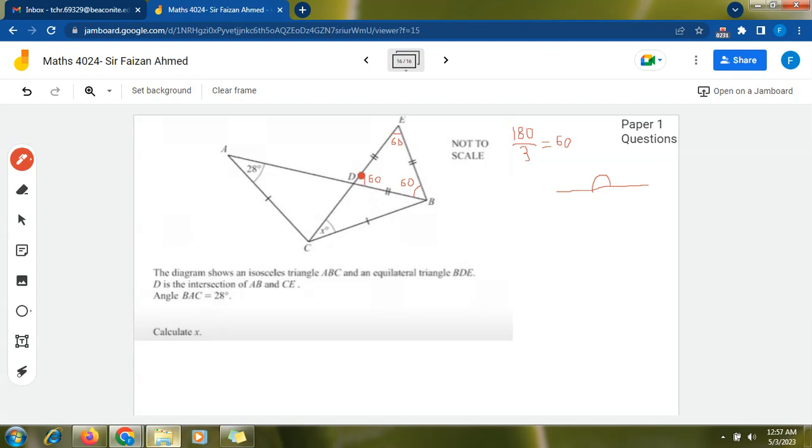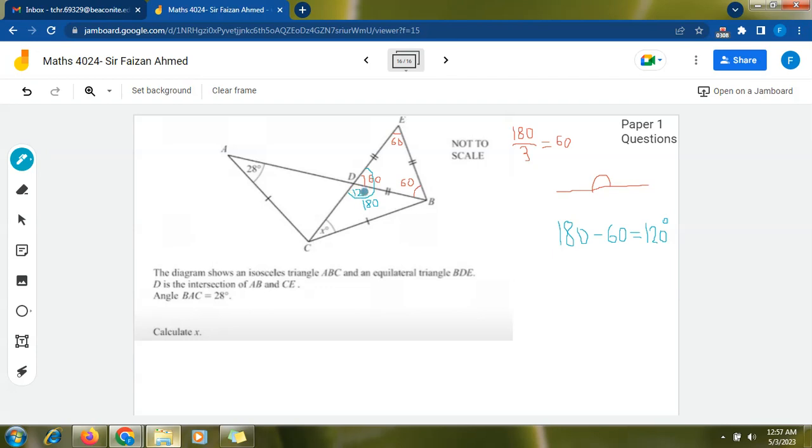So if this angle is 60, I can find out the other angle, because I know that this complete angle from here till here is equal to 180. And since a part of this is equal to 60, I can find out the rest by just subtracting 180 and 60. 180 minus 60 will give me 120. So this angle is 120 degrees. So I can write it like this. So this is 120.